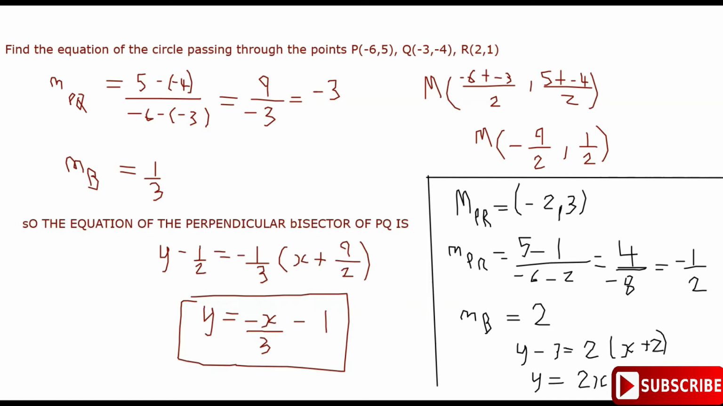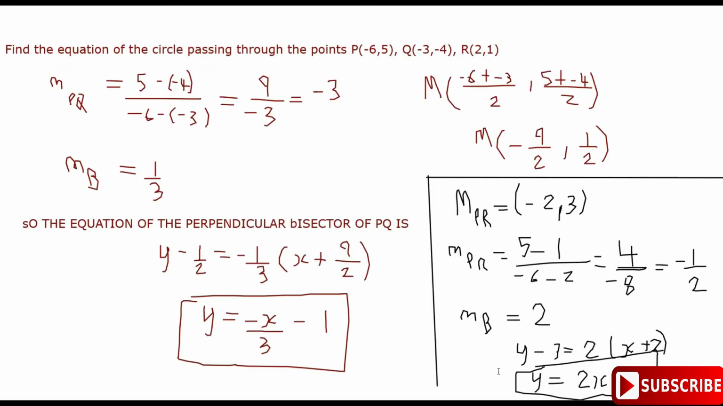So these are the two perpendicular bisectors. But remember what we said: the center of the circle intersects where the two bisectors meet. So let's write that down. The center of the circle intersects where the two bisectors meet. So since the center of the circle intersects where the two bisectors meet, we're going to equate these two equations.